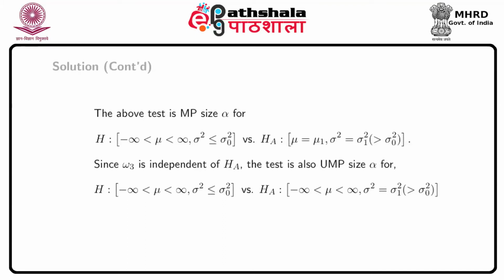Thus, the above test is most powerful size alpha for the null hypothesis that mu is between minus infinity and infinity with sigma square less than or equal to sigma naught square against HA that mu is equal to mu 1 and sigma square is equal to sigma 1 square greater than sigma naught square. Since W3 is independent of HA, the test is also UMP size alpha for the testing problem H that minus infinity less than mu less than infinity and sigma square is less than or equal to sigma naught square versus HA that minus infinity less than mu less than infinity and sigma square is greater than sigma naught square.